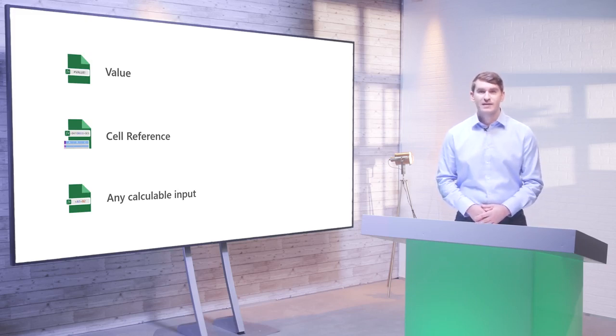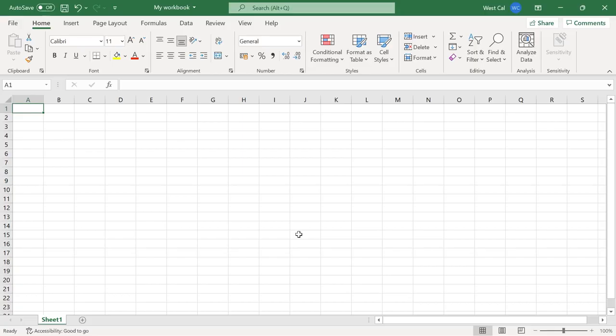Arguments define the data to calculate, such as a value, a cell reference, or any input that can be used in a calculation. You may notice that inside the parentheses, the arguments are separated from each other by punctuation marks, such as commas or semicolons. Together, functions and arguments comprise a formula. Let's have a look at some methods for creating formulas in an Excel worksheet.